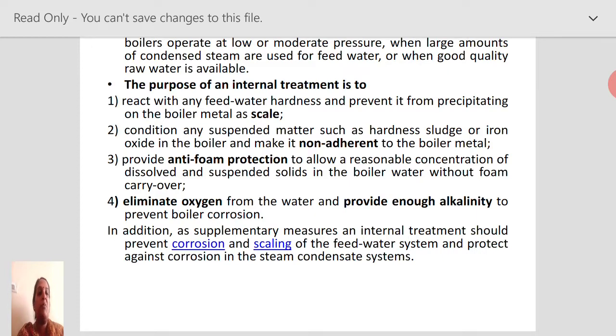So in the next session, we will see what the external treatment method is and how it is done.